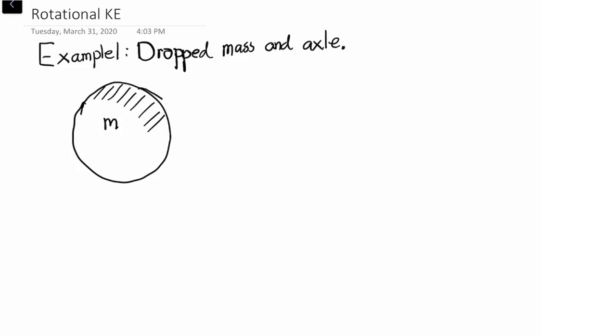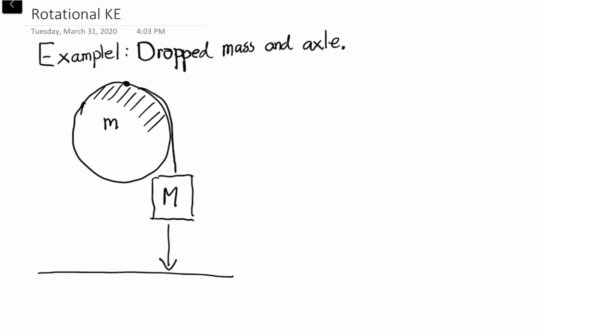Okay? And tied firmly to this sphere is a weight of mass big M. Okay? And what happens is this mass is tied, let's say, to this point up here. And this mass drops to the floor. Okay? And this causes this wheel to rotate. So this mass is going to have some velocity v, and this wheel is going to have some angular velocity omega. And hopefully you can see that as I make this wheel heavier, this mass will drop more slowly. Why? Because we need more rotational kinetic energy.